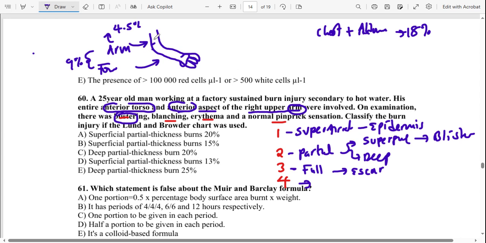So only the anterior aspect, because for the arm it is going to be both anterior and posterior. So we divide this 4.5 by half, and that will be 2.25%. This is only the front aspect, because the back is going to be the same number, so that when you add them, you get 4.5. So we have 2.25 plus 18. That is going to give us about 20.25%. So this is going to be the total surface area. This is a superficial partial burn with a 20.25% burn. So the best option here is option A.